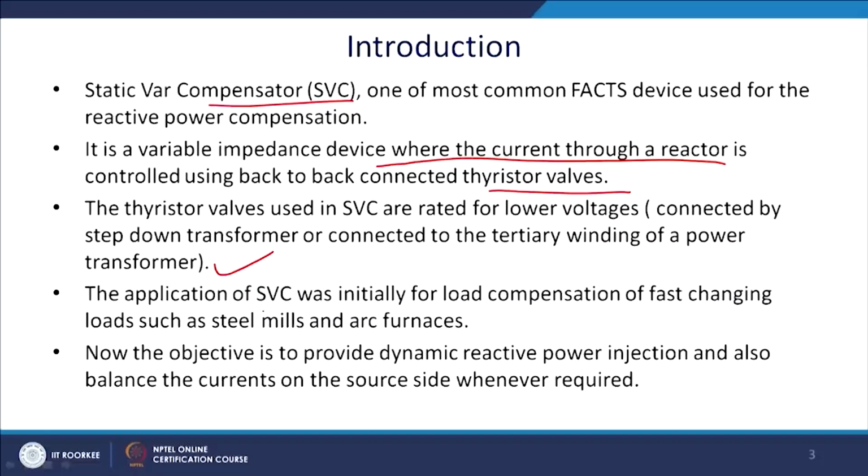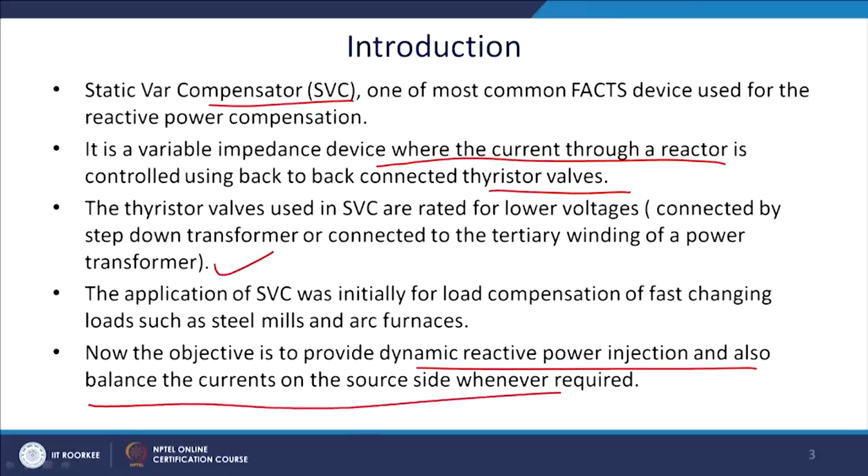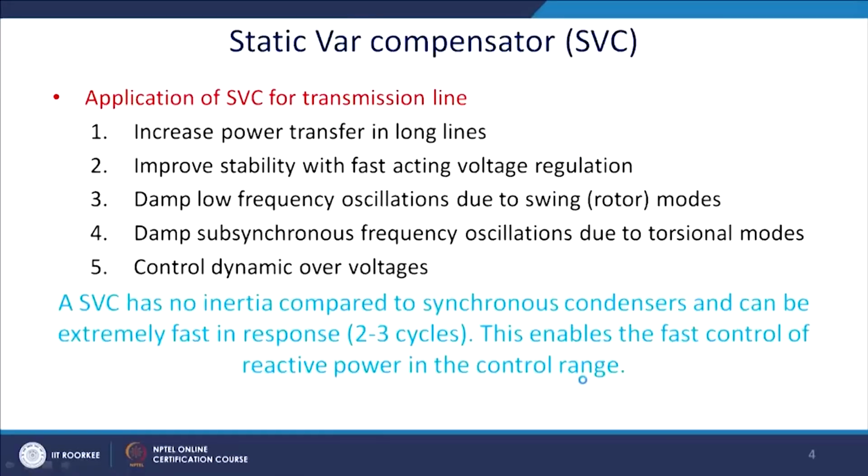The application of the SVC was mainly load compensation for fast changing loads such as steel mills, arc furnaces and adjustable speed drives. The objective is to provide dynamic reactive power injection and also balance the current on the source side whenever required. Another application of the SVC is on transmission lines, to increase power transfer in long lines.